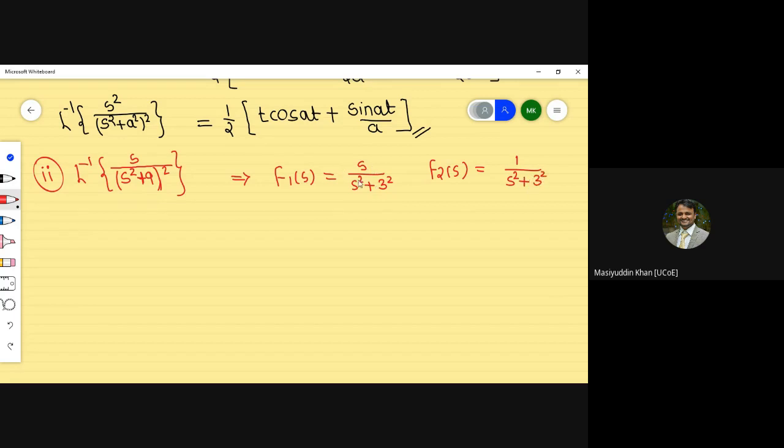The Laplace inverse of f1 you can take directly, that is cos of 3t, but here it is not sin 3t, so you have to multiply and divide by 3. So when you take the Laplace inverse of f1 of s, you will get cos of 3t. The Laplace inverse of f2 of s will be 1 by 3 into sine of 3t, because we have to adjust it properly: 3 upon s square plus 9.